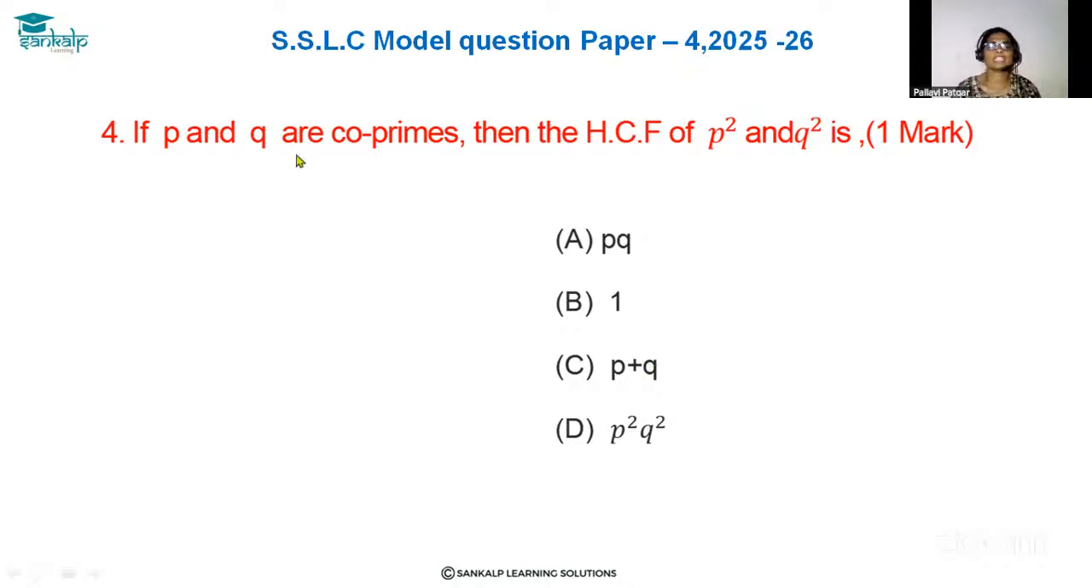Look at the question number 4. If P and Q are co-primes, then the HCF of P square and Q square is option A, P into Q, B, 1, C, P plus Q, D, P square into Q square.